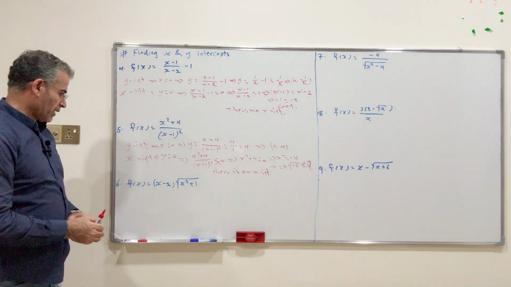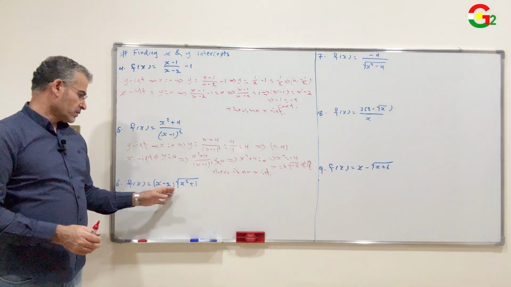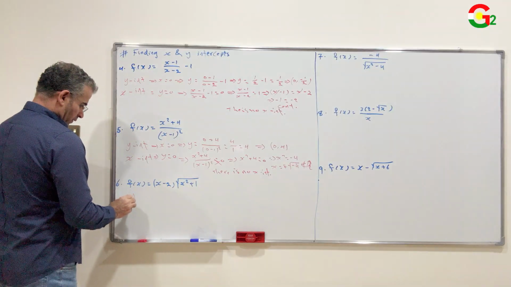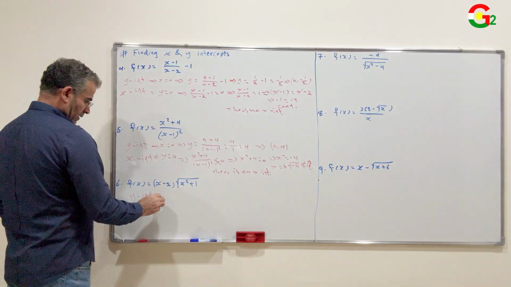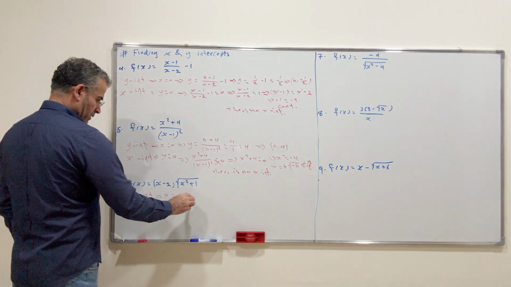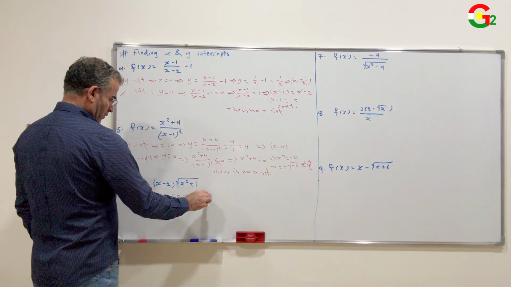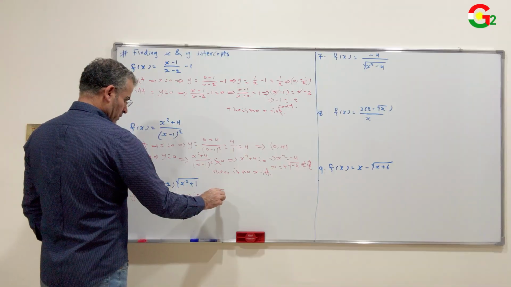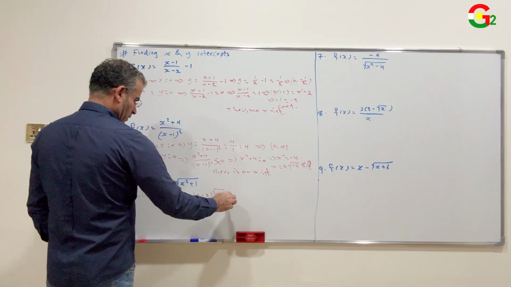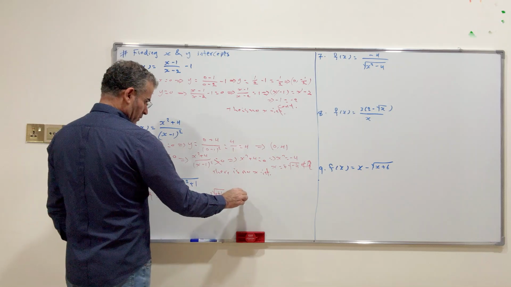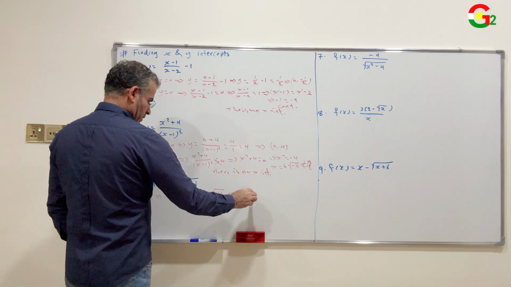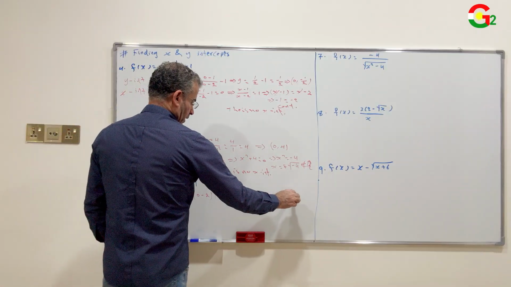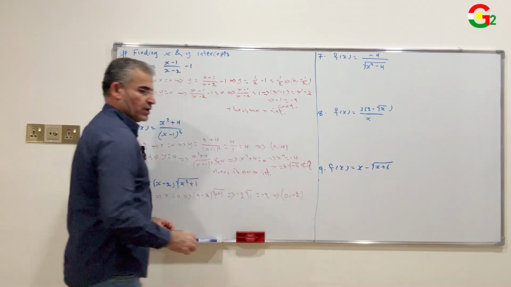Example number 6, f(x) equals (x minus 2) times the square root of (x power 2 plus 1). For the y-intercept, I set x equals 0 and solve the equation to find y. 0 minus 2 times the square root of (0 power 2 plus 1), which is 1. Then 0 minus 2, negative 2, times square root 1 equals negative 2. Then the y-intercept point is (0, negative 2).